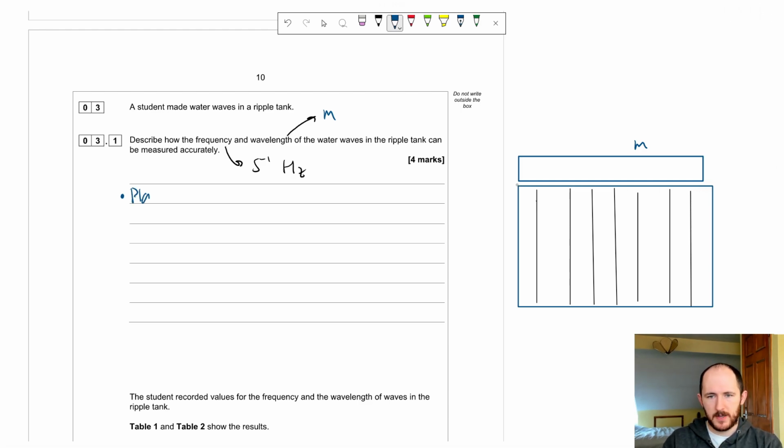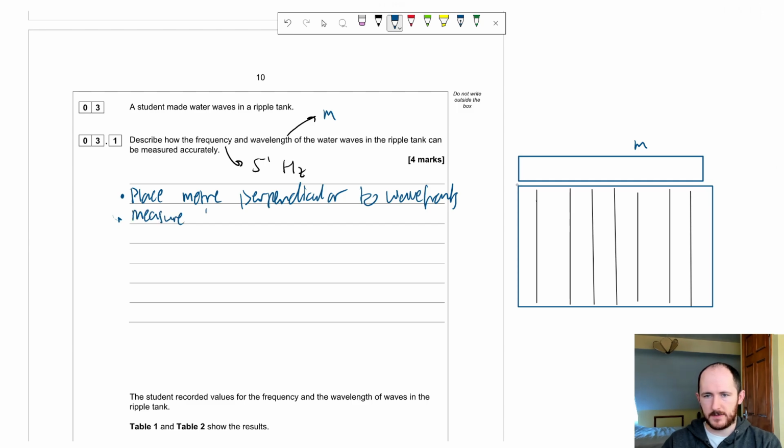Place meter ruler. It's probably best to say along the wavefronts or perpendicular to the wavefronts. Perpendicular to wavefronts. Those black lines are wavefronts, by the way. And we're going to measure the length of the screen.